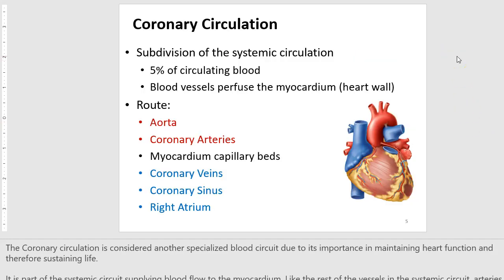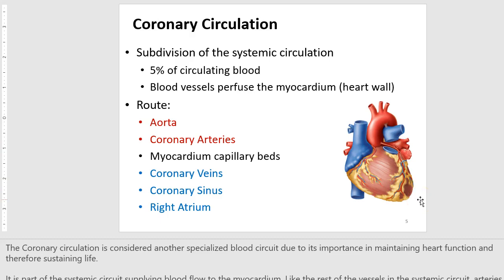The coronary circulation, that is, the blood supply or vessels that supply blood to the heart tissue. Coronary circulation is really a subdivision of the systemic circulation. 5% of the total volume of your blood is always supplying the heart with blood, heart tissue. These blood vessels include, again, arteries, capillaries, and veins.